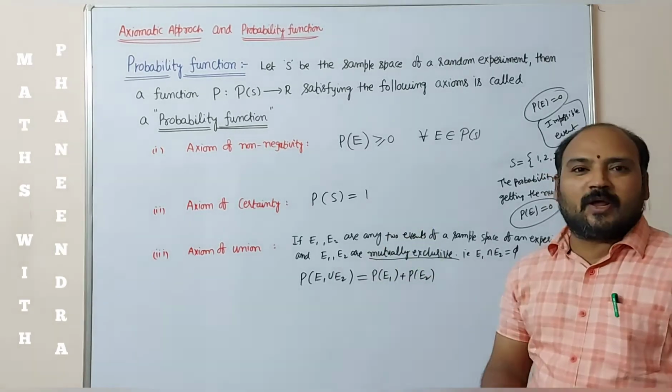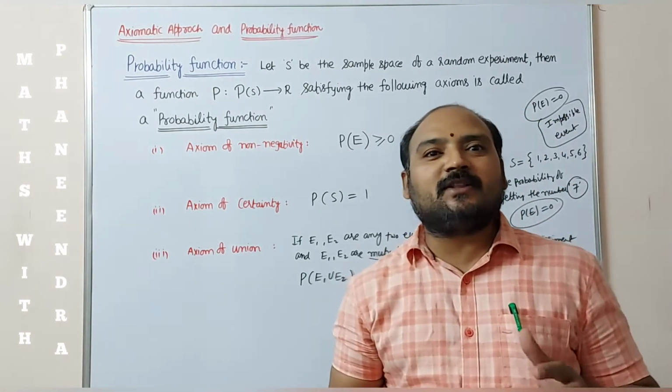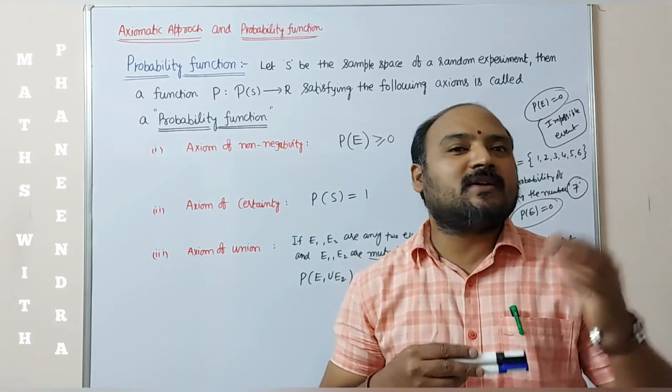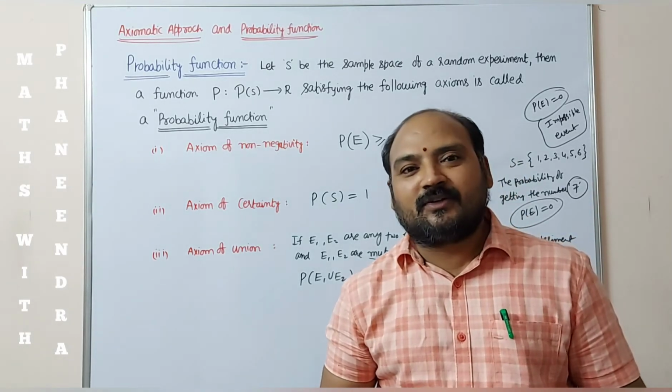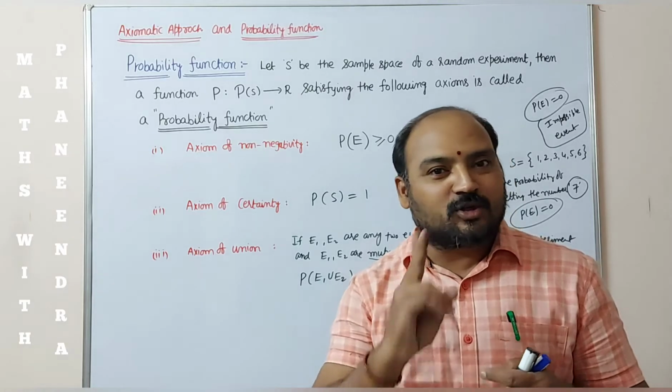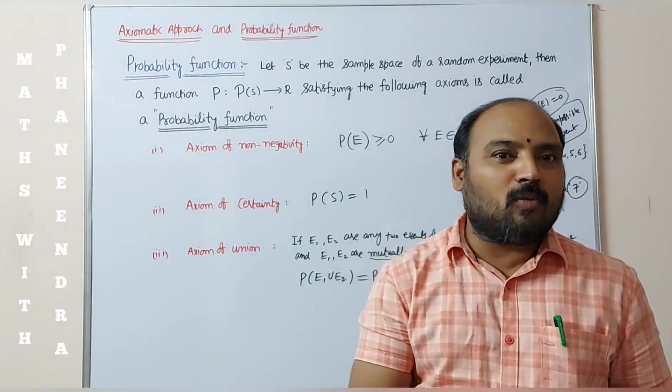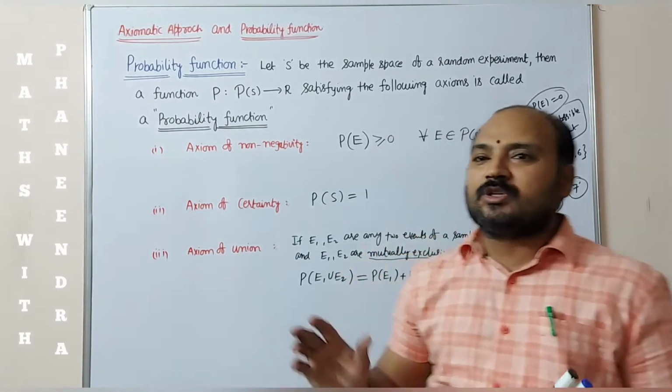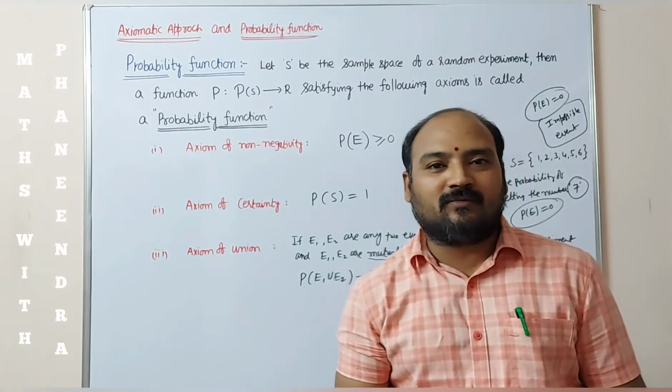After that, I will explain the addition theorem on probability and some examples based on that. Addition theorem on probability for two events, addition theorem on probability for three events. The total concept I am going to explain here.